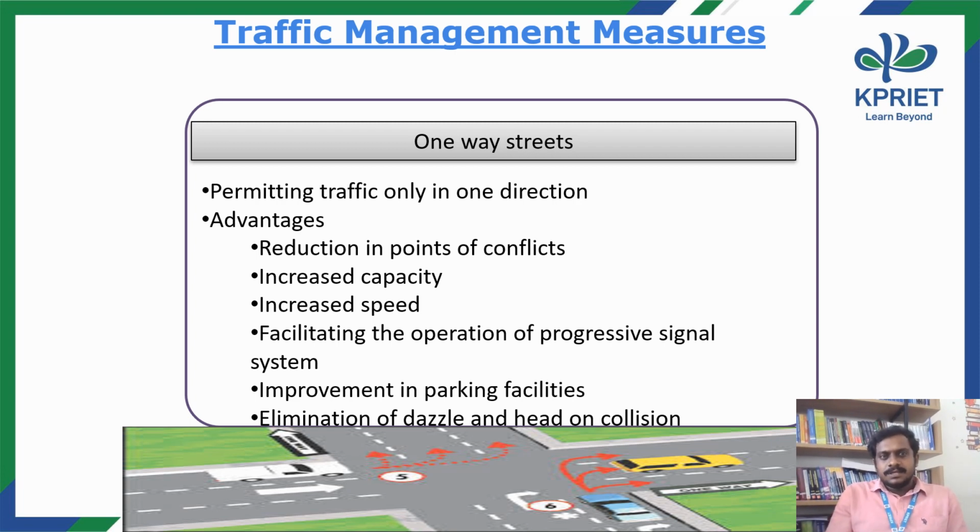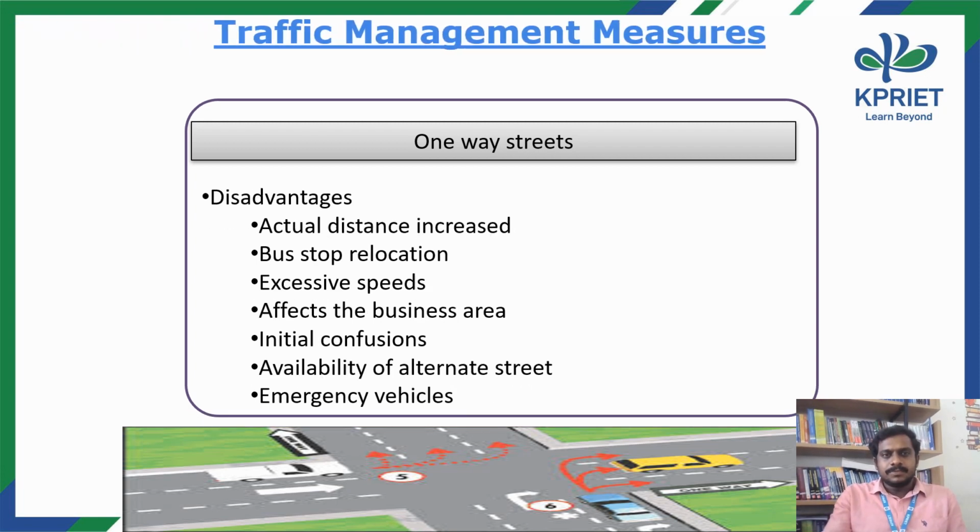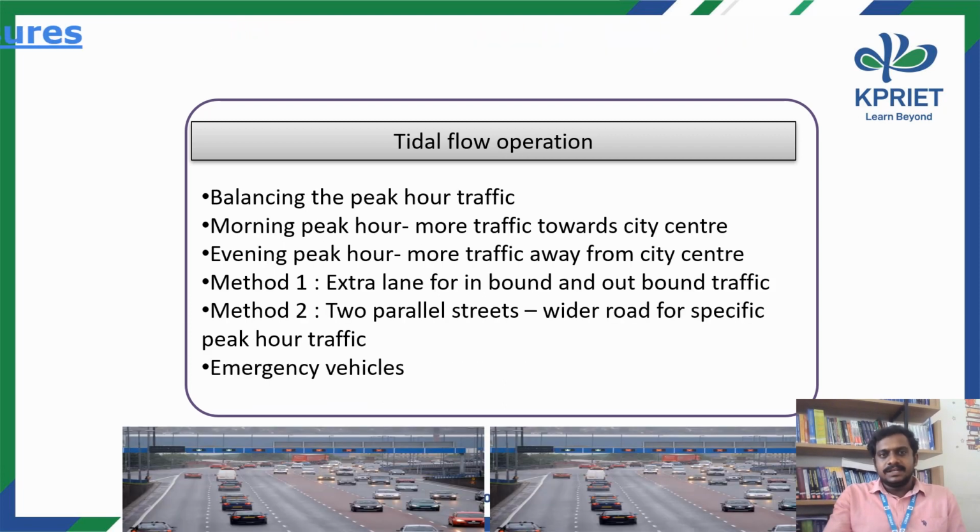One-way streets, where traffic is permitted in only one direction. The advantages are increased capacity, speed, and reduction in points of conflict. Conflict points are nothing but places where there is a possibility for a problem to occur, so that can be avoided, and there is improvement in parking facilities. There are a few disadvantages also, which affect the business area. Bus stops have to be relocated, and since streets are closed, the actual distance to a particular point will definitely increase.